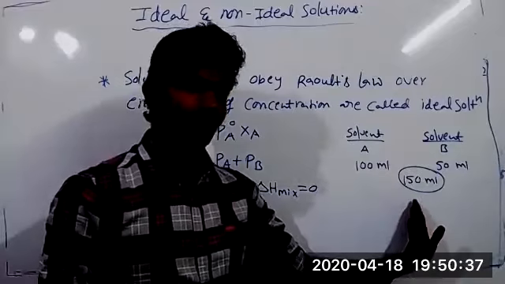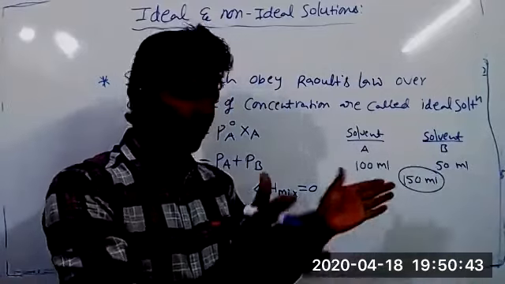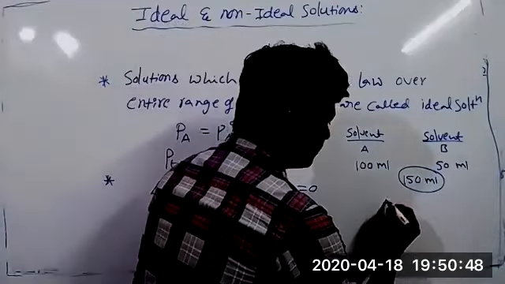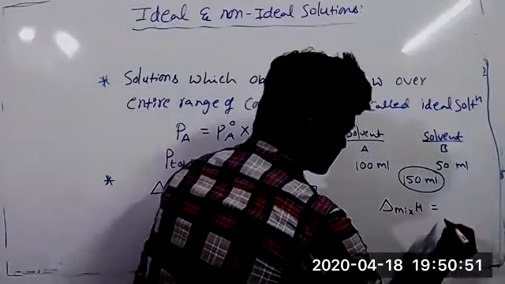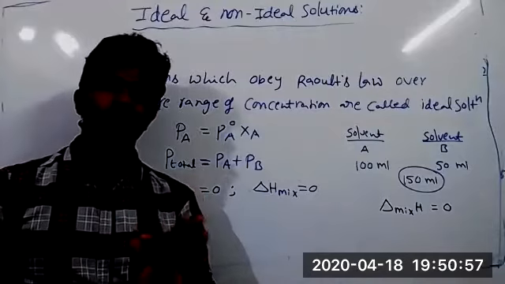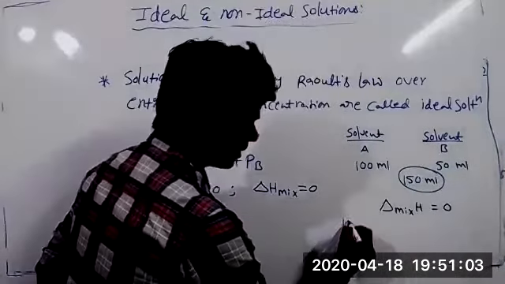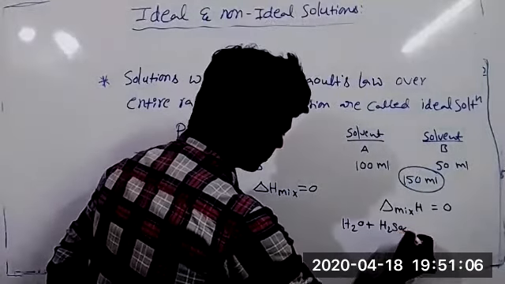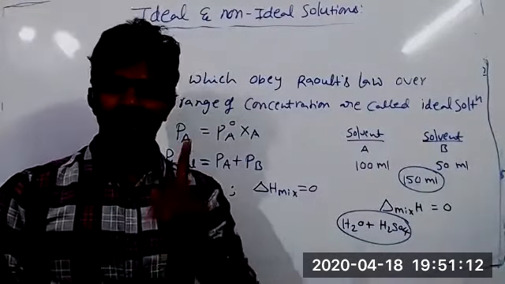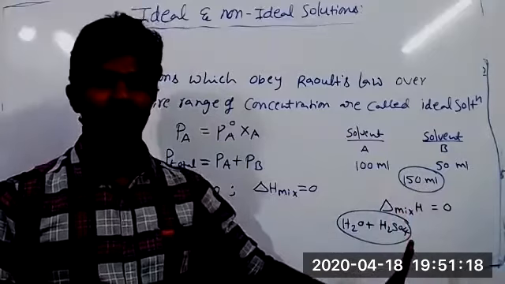And enthalpy of mixing. When you mix solvent A and solvent B, both liquids, there is no heat absorbed or heat released. That is called enthalpy of mixing, and this is also 0. You know, when H2SO4 is mixed with H2O, water, what happens? Heat is released or absorbed? Both are liquids, you know. Heat must be released. This is an exothermic process. So in that case, enthalpy of mixing is not equal to 0.